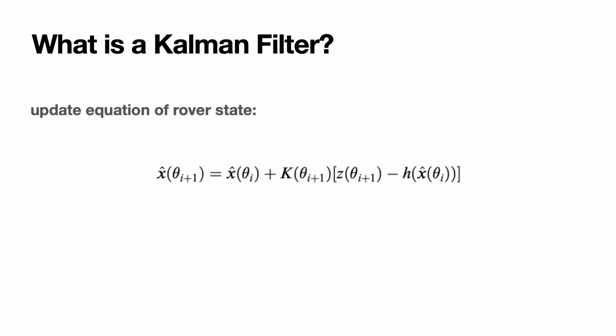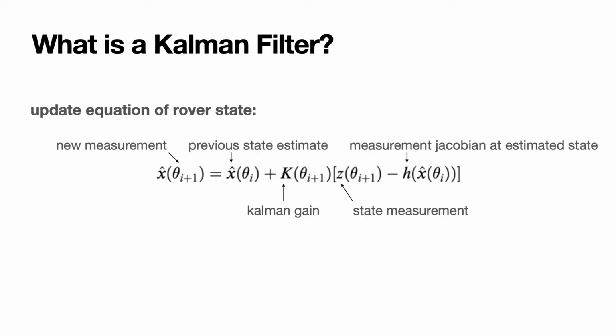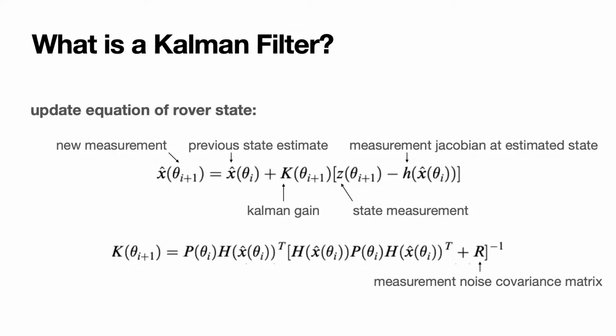Next, we have to update our rover state. Our previous rover state is added to a weighted difference between state measurement and also state estimate. How much this difference weighs is decided by the Kalman gain. For a high Kalman gain, more recent measurements are to be weighed more than older ones. This leads to faster responses, but also leads to our output not being as smooth.